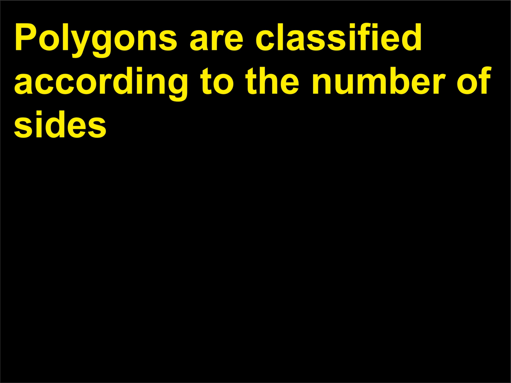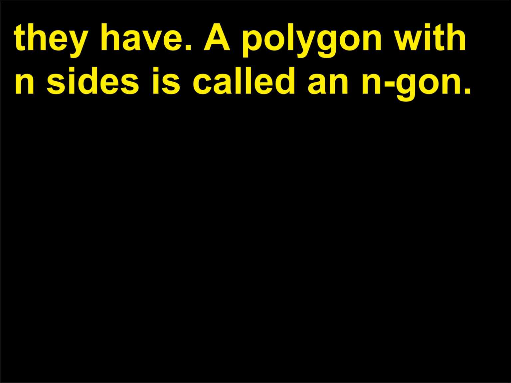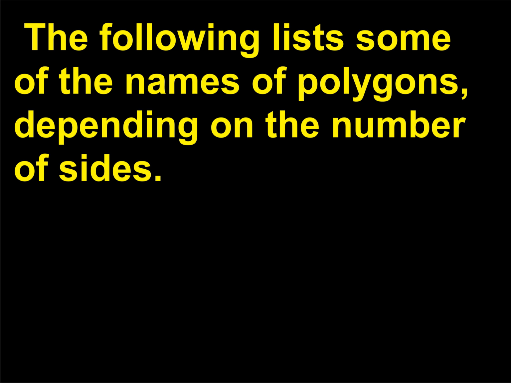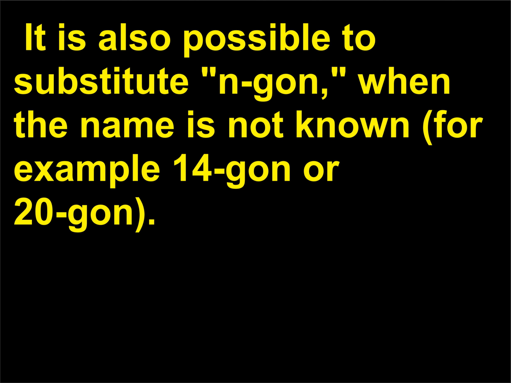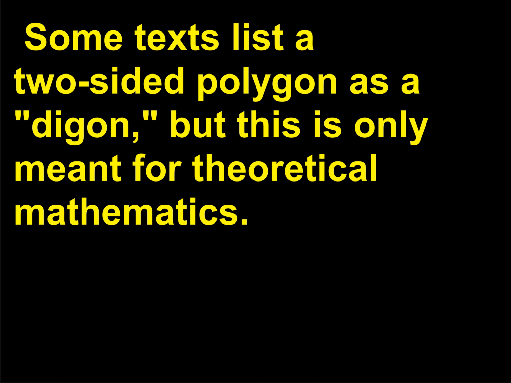Polygons are classified according to the number of sides they have. A polygon with n sides is called an n-gon. The following lists some of the names of polygons, depending on the number of sides. It is also possible to substitute n-gon, when the name is not known, for example 14-gon or 20-gon. Some texts list a two-sided polygon as a digon, but this is only meant for theoretical mathematics.